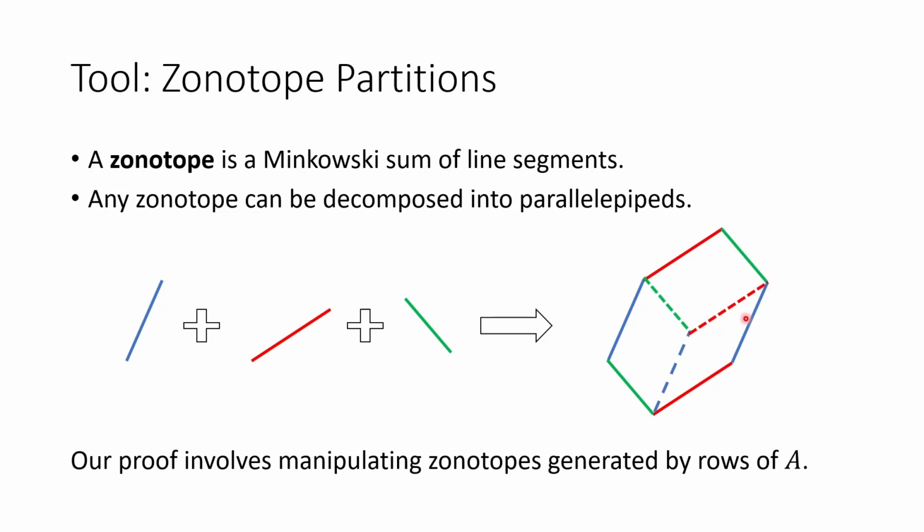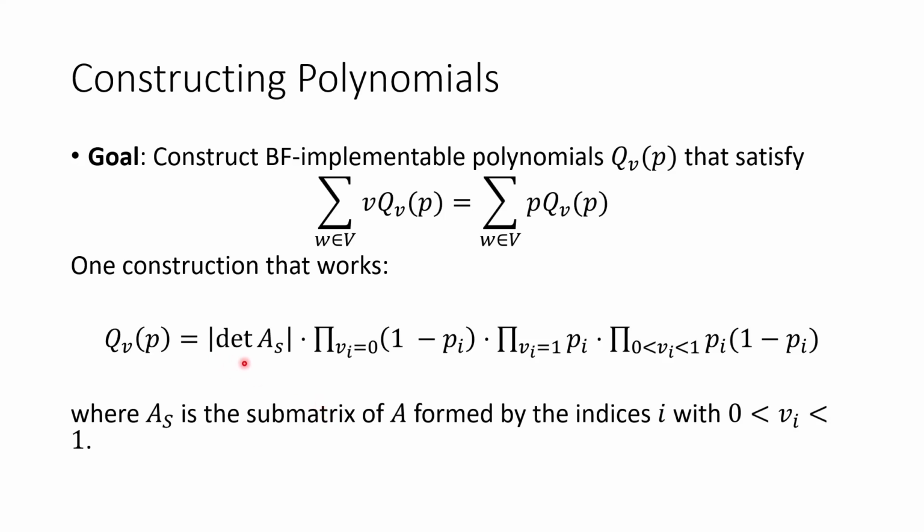And what does this have to do with the polynomials we saw in the previous slide? Our proof involves manipulating these zonotopes generated by rows of A. And one thing you can think about is that the volume of one of these parallelepipeds is going to be the determinant of some subset of the rows of A, and it will exactly be one of these determinants of A sub S.